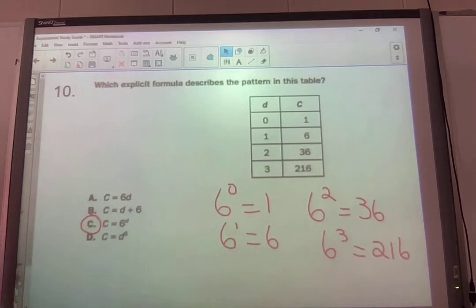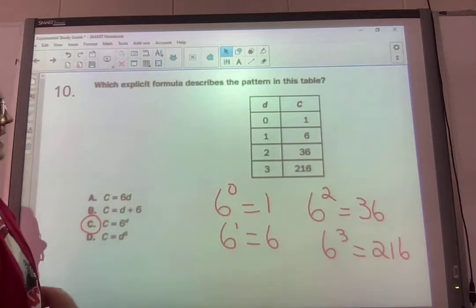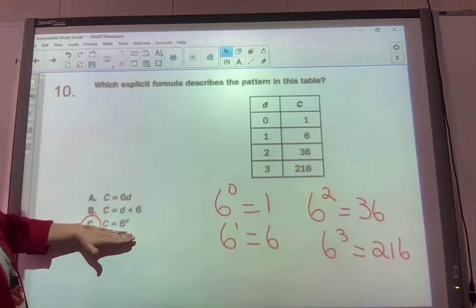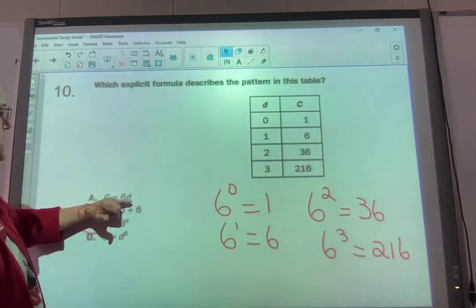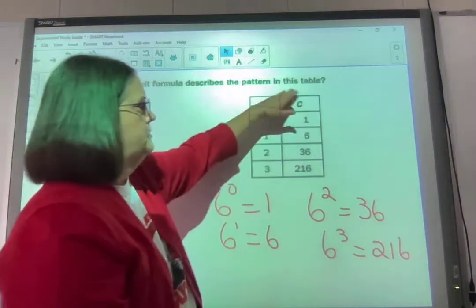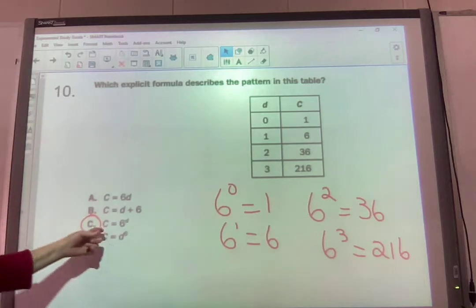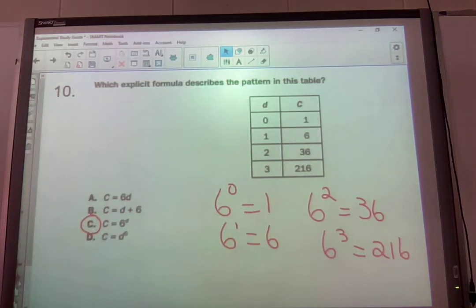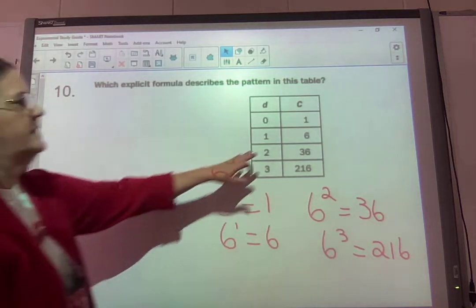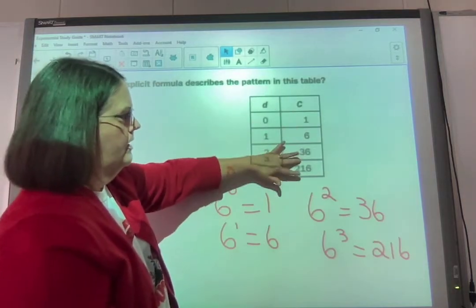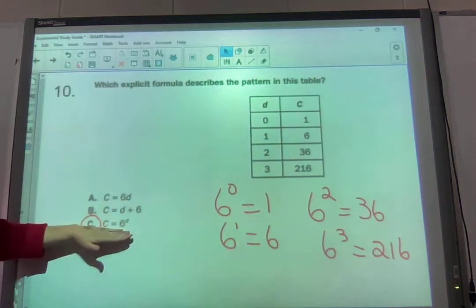Which explicit formula describes the pattern? You substitute in D to see which one of them gives you C, and it's this one. You just have to substitute in and look at it, and you can kind of tell this is 6 to a power as you go down. So it's this one.